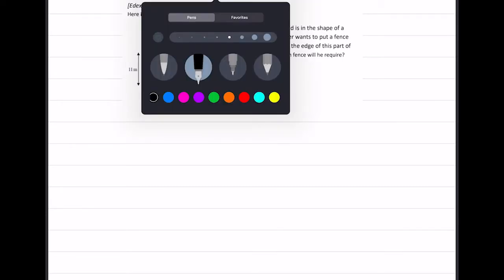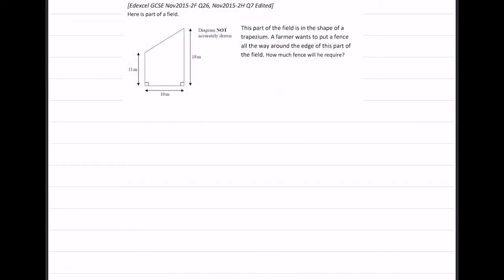Alright, so we have the shape of a trapezium, and it wants to know how much fence he will require around the edge of the field. So that means that it's the perimeter. So we're going to take this 11, this 10, this 18, add it together, and then we are just short of that slanted or sloped line over there, the length of it.